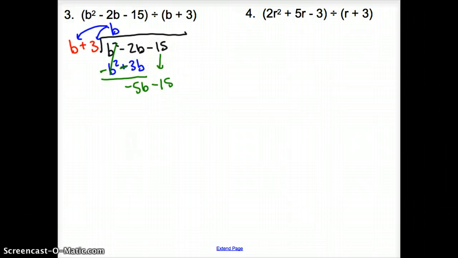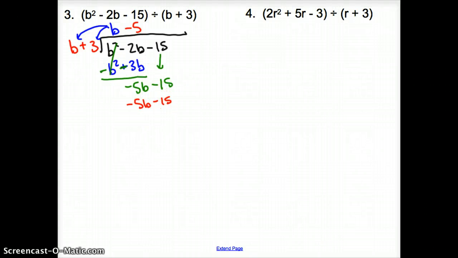Now we start the process all over again. What can I take times this b to get a negative 5b? We are trying to match that number. So I'm going to take it times a negative 5. So I take negative 5 times b to get a negative 5b. Negative 5 times a positive 3 is a negative 15.